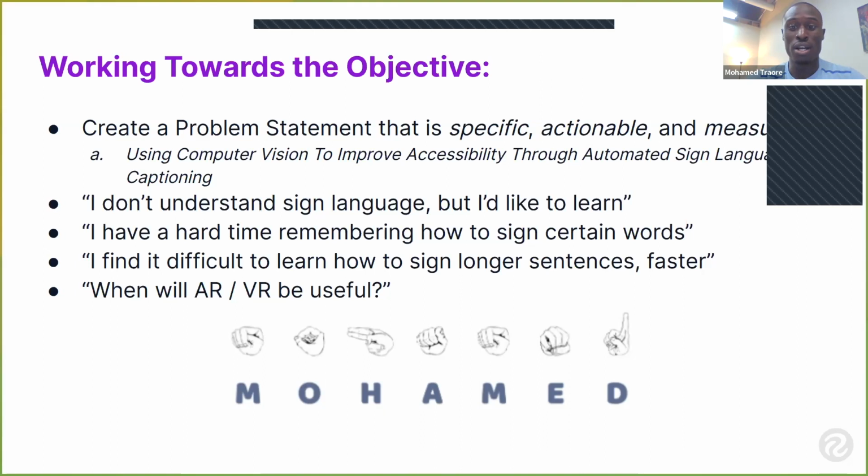But also, I'm talking about the actual action there, or how I want to do this, the actionable part. Automating the sign language captioning. And how can you measure whether this solution is successful? Well, there are a few ways.